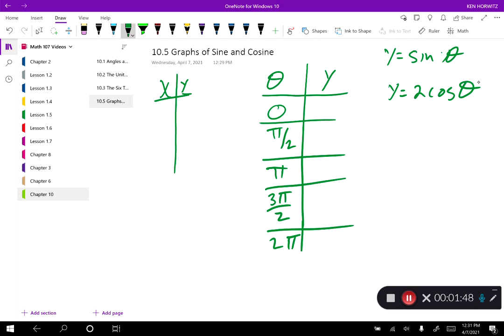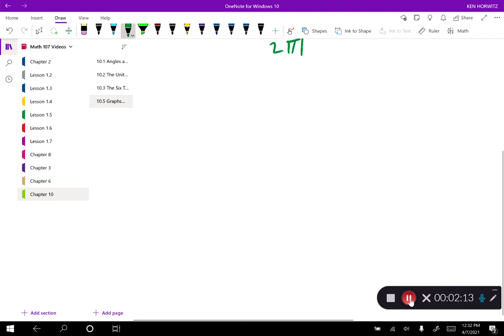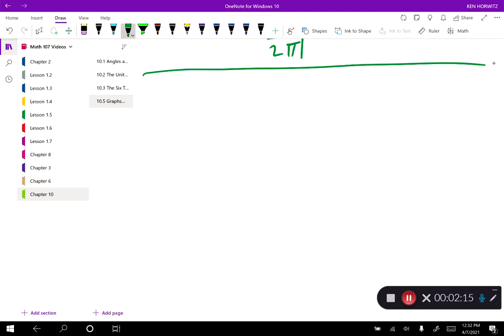For purposes of this lesson, we're going to graph one period of each function, and in this lesson we'll discuss what we mean by a period. So the first question is, how do I get really good graphs? Well, let's start with the most basic functions.